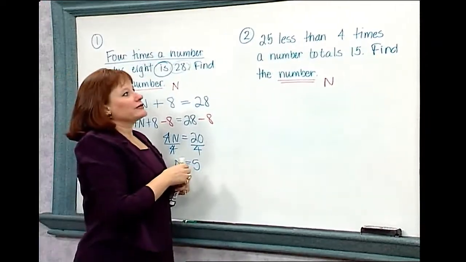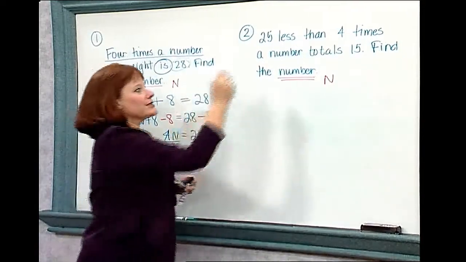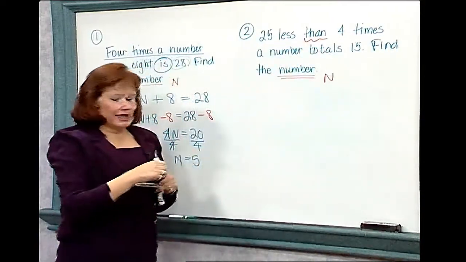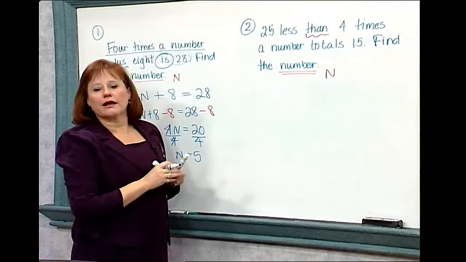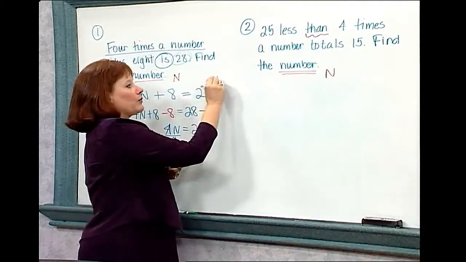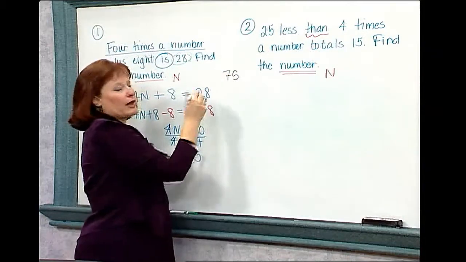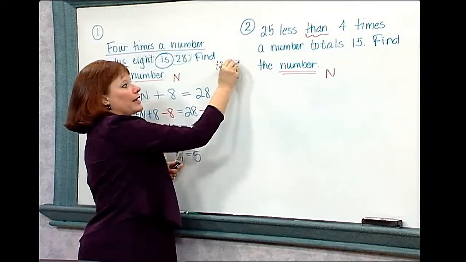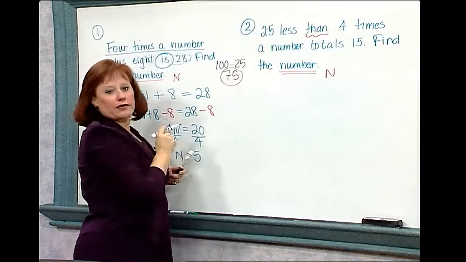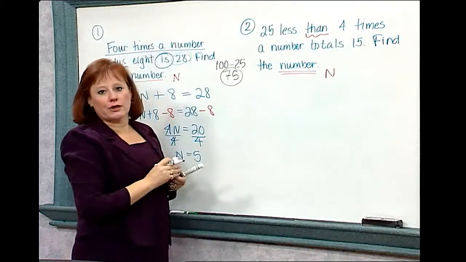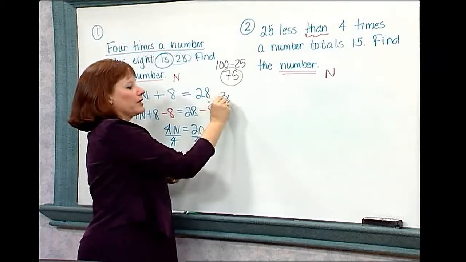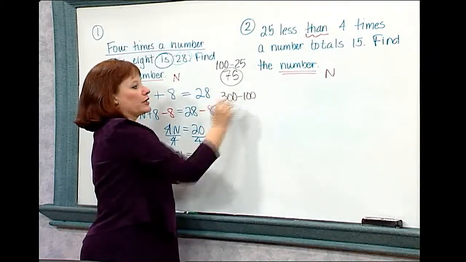Now it says 25 less than 4 times the number, and this can be kind of a tricky word. But let's think of some examples. If we wanted to find 25 less than 100, you know that would be 75. That's because 100 minus 25 is 75. If you wanted to find 100 less than 300, you'd have 300 minus 100.